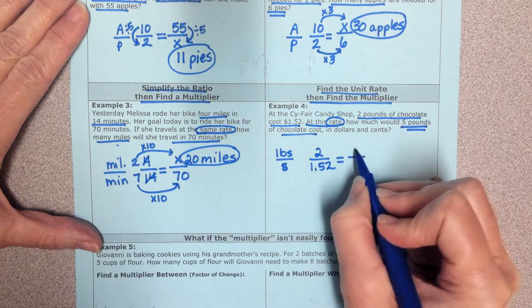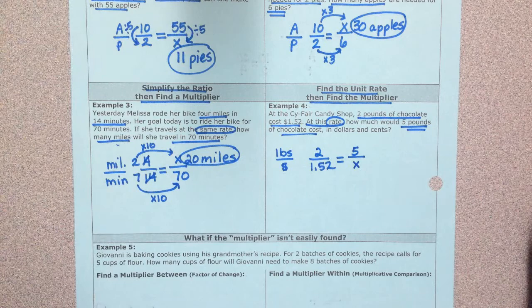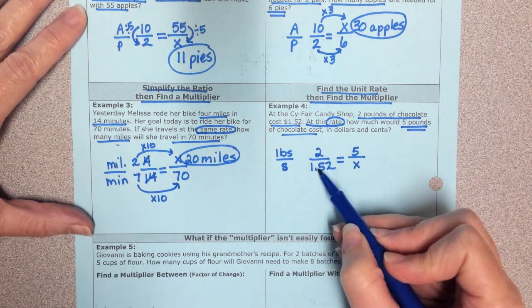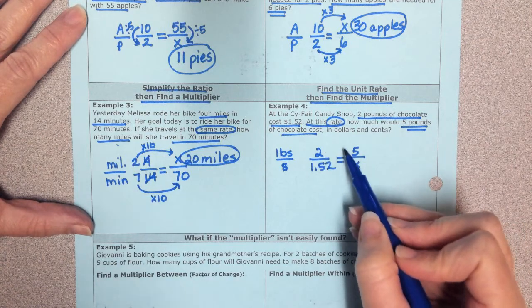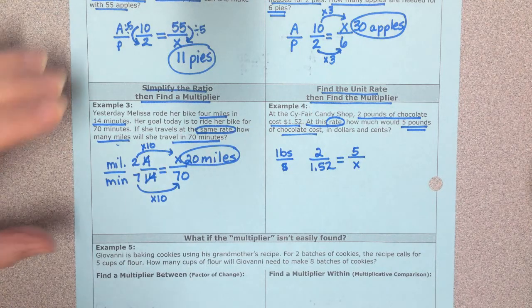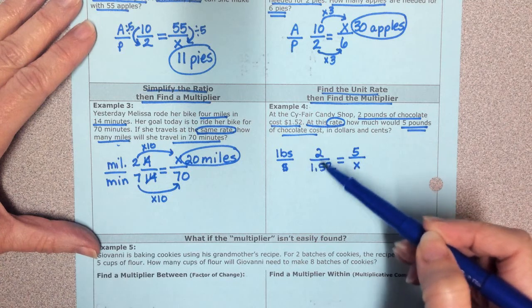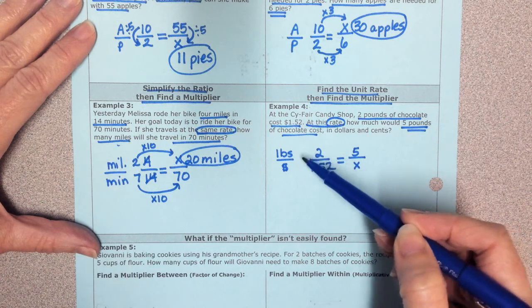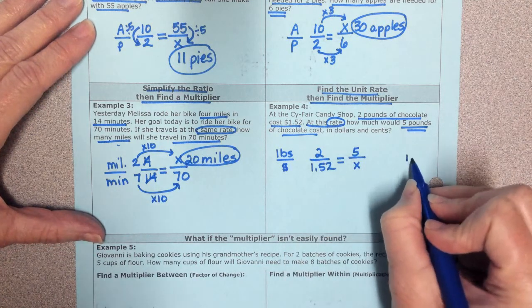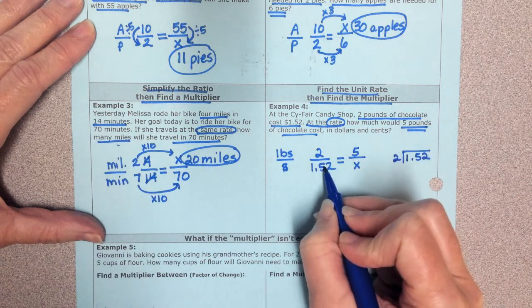So I know that I have 5 pounds. Do I know how much it cost? No. All right, so if I take a look at these numbers, I don't know what I do to 2 to get to $1.52. I don't know what I do to 5 to get to 2. But what you can do is find how much 1 pound of chocolate would cost. To find out how much 1 pound of chocolate would cost, all you have to do is take $1.52 and divide it by 2, because we bought 2 pounds.